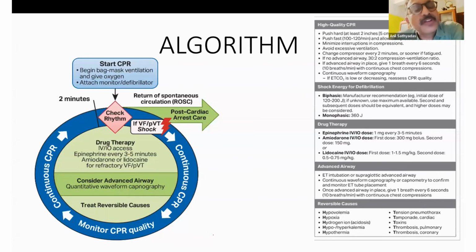So you will be getting the AED or the monitor. Attach the monitor, check the rhythm. Once you do the rhythm check, you can classify patients into two: those who have a shockable rhythm and those who don't have a shockable rhythm. That is the basic classification, and that decides how you manage further.